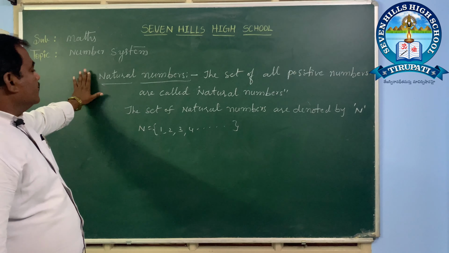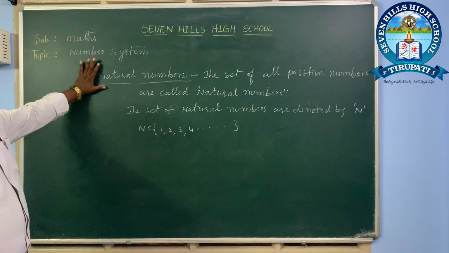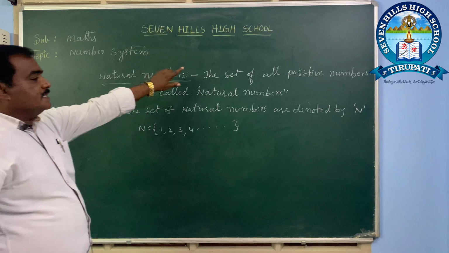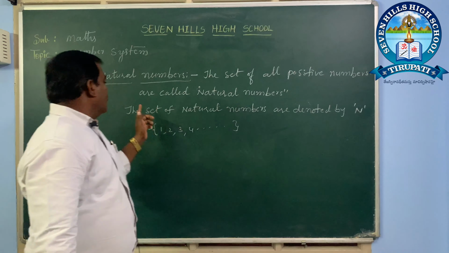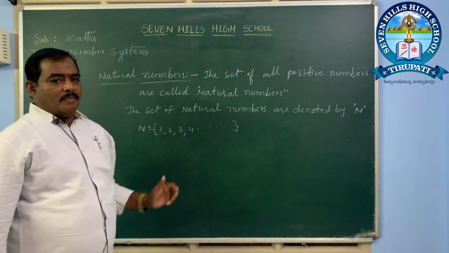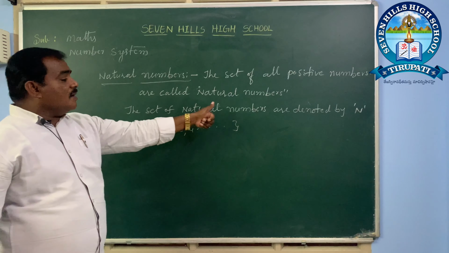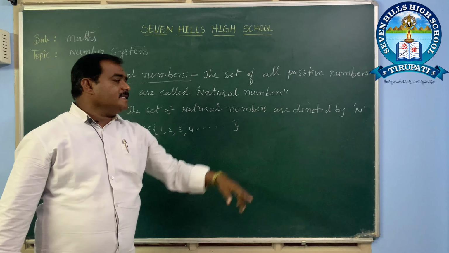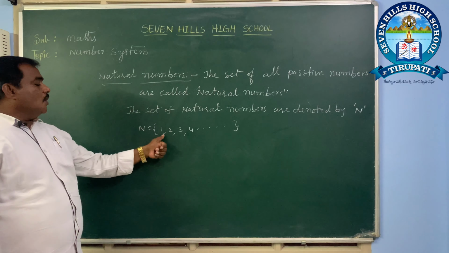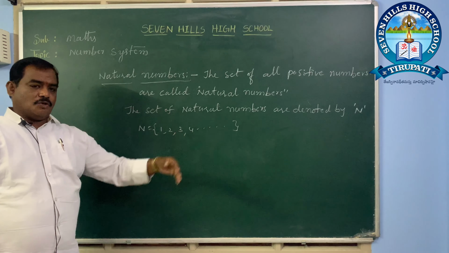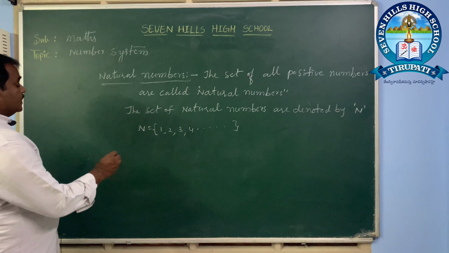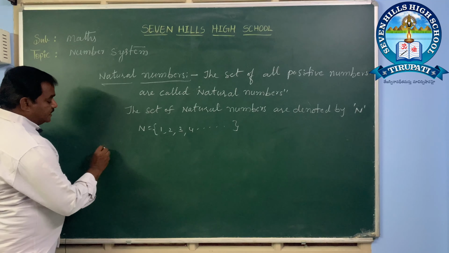So once again, what is meant by natural numbers? The set of all positive numbers are called natural numbers. The set of natural numbers are denoted by the letter N. N is equal to 1, 2, 3, 4 and so on. Okay, next, whole numbers.